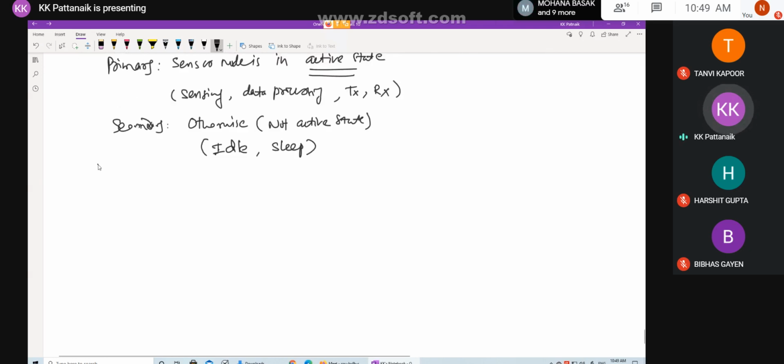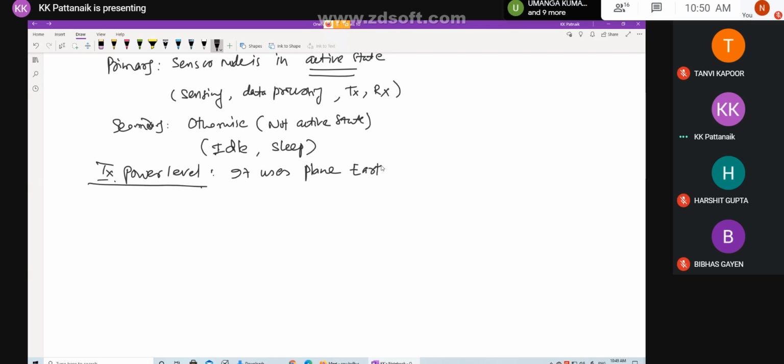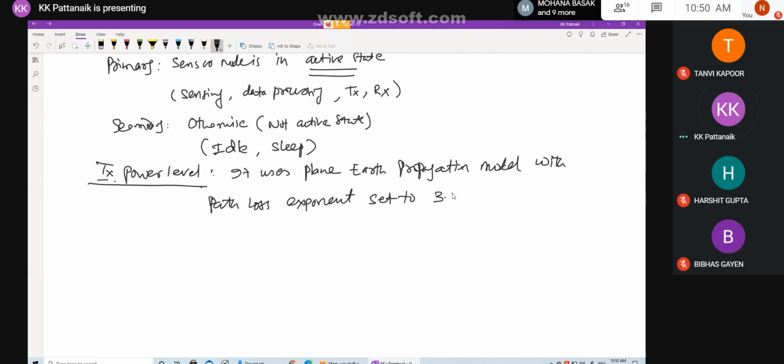Then comes transmission power level. So it uses the plane earth propagation model with path loss exponent set to 3.5.